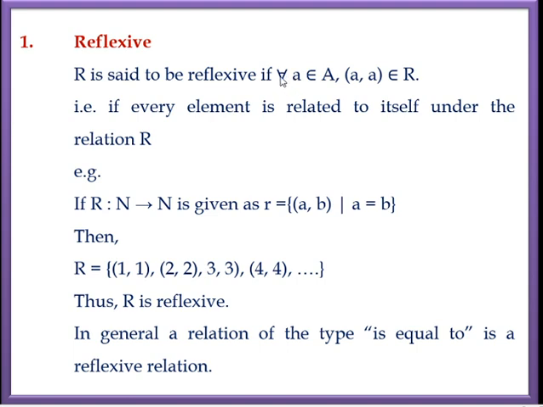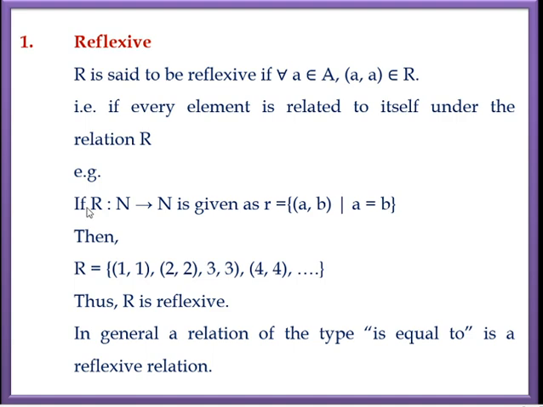Next year we'll be calling this the universal quantifier. There are two quantifiers, universal and existential. Why is this universal? Because this is for all, that is, for every a belonging to set A, the ordered pair (a, a) belongs to R. That is, if every element is related to itself under the relation R.